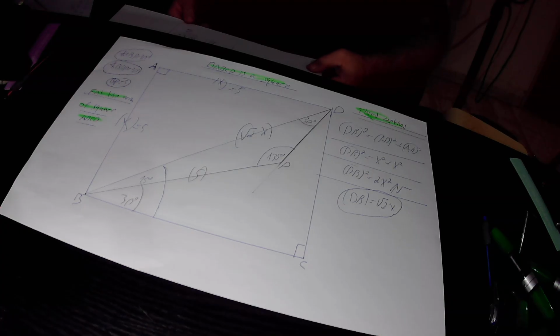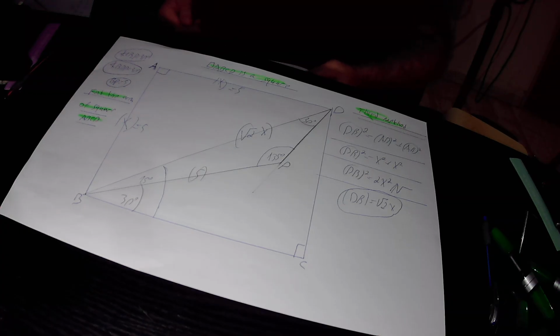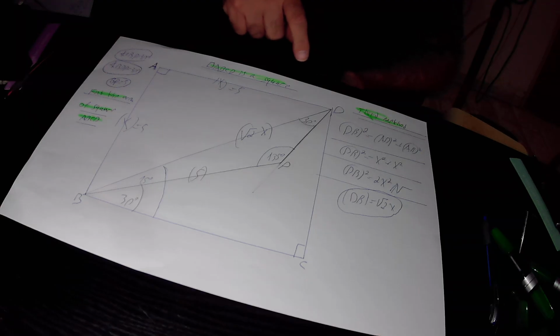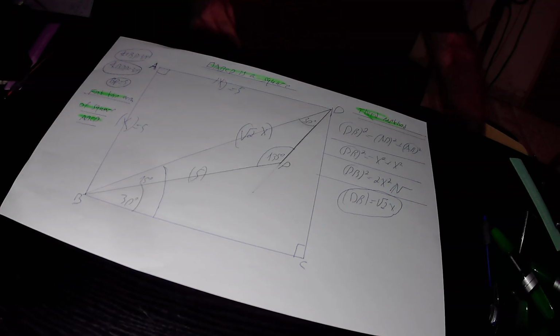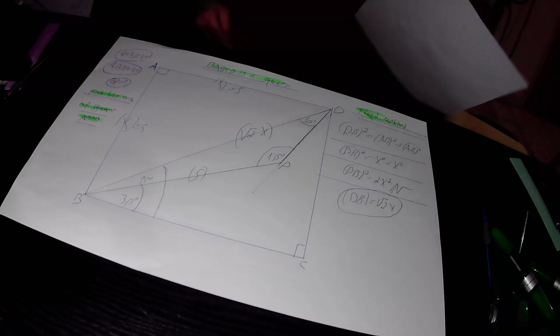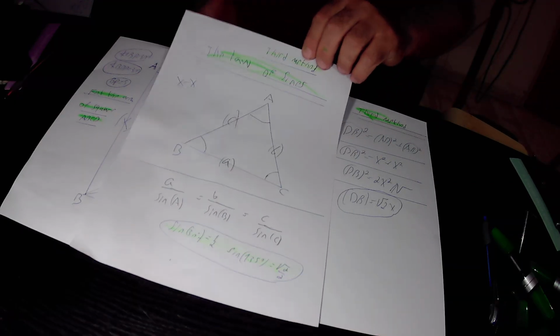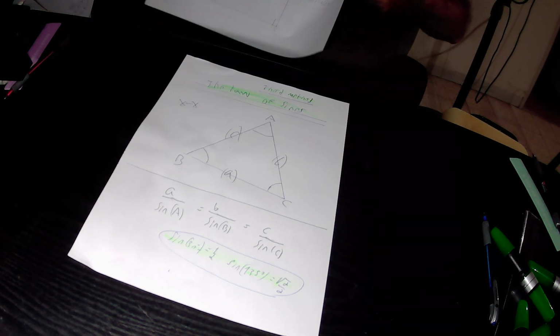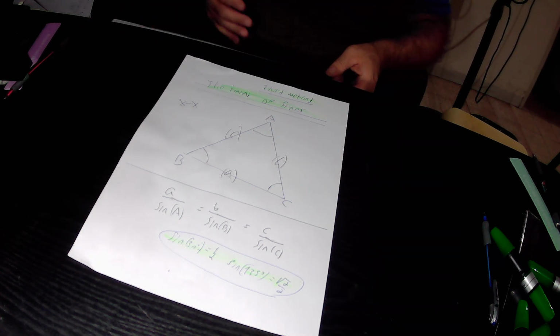So in the next step, we implemented the law of sines in this triangle DBP. Actually, the law of sines is true in any triangle, therefore we can definitely implement the law of sines in this triangle DBP. So what is the law of sines?